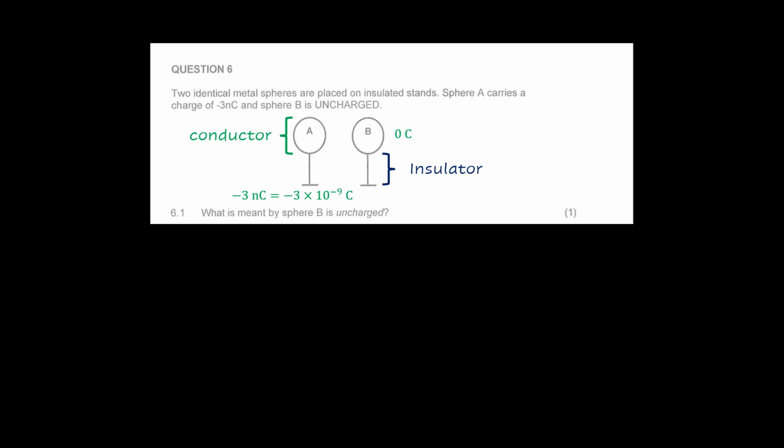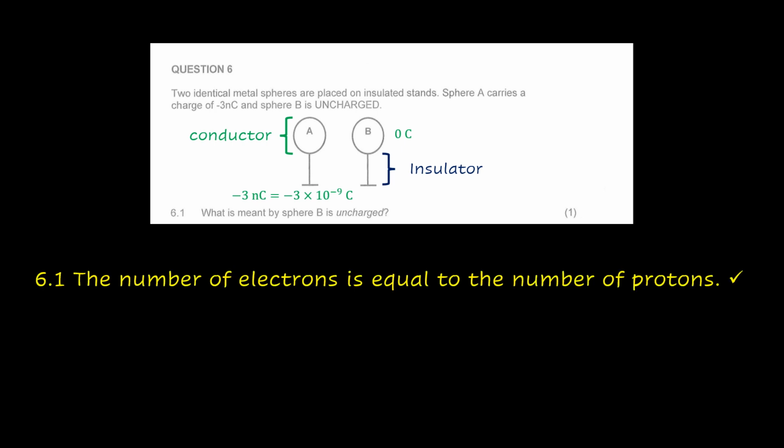Let us look at question 6.1. What is meant by sphere B is uncharged? This is a 1-mark question. I have just alluded to what it means. Sphere B is uncharged because the number of electrons in sphere B is equal to the number of protons, meaning that it is electrically neutral. There is no excess charge. I hope that is clear.